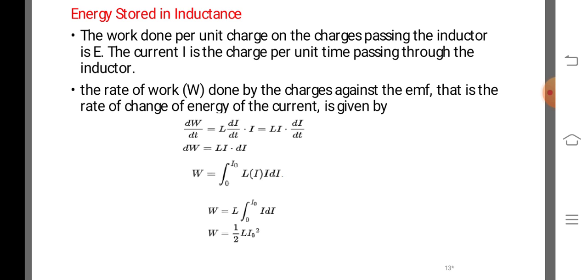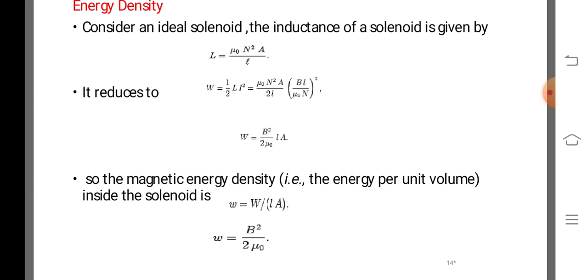We can get dW equals L I di from the above equation. So this equation can be concluded by using integration: W equals the integral from 0 to I naught of L I di. So we can get W equals L into the integral from 0 to I naught of I di. Finally, the energy stored in an inductor is W equals half L I naught square.